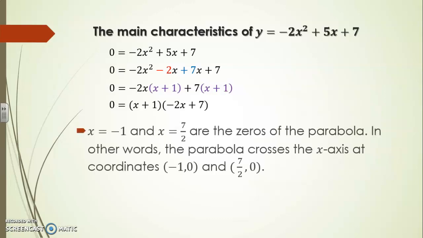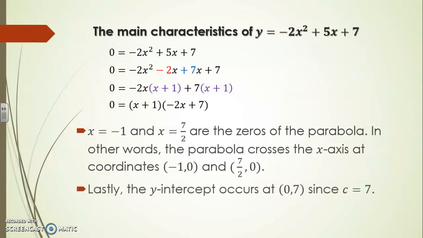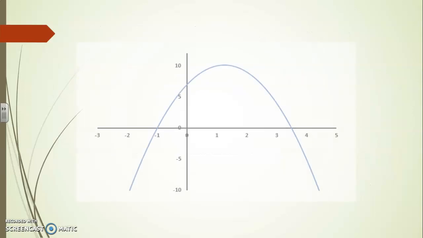So the zeros are the numbers that would turn either of these factors into zeros. So x equals minus 1 would create a 0 in the first factor, 7 over 2 in the second, and therefore those would be the x-intercepts, or these would be the x-components where the parabola crosses the x-axis. The y-intercept will occur at 0, 7, since the c parameter of the equation of the parabola is simply a 7.